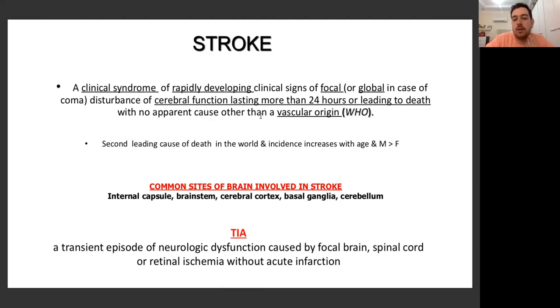We do the non-contrast CT just to know what's the cause of the stroke. Is it a thrombotic or an embolic or a hemorrhagic stroke? But after all, it's just a clinical syndrome of neurological signs and symptoms that last for more than 24 hours. Because if it is less than 24 hours, then we call it a transient ischemic attack. We will talk about this later as we proceed.